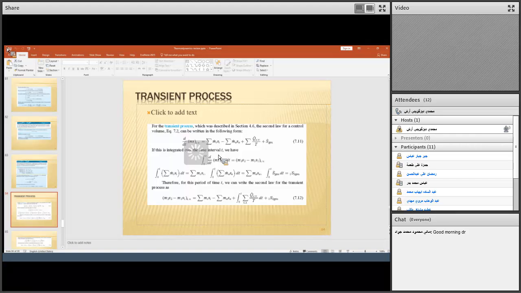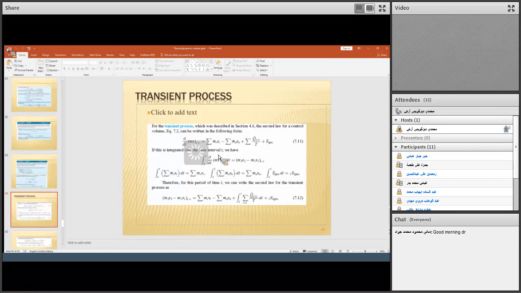So in a transient process, we can integrate between the initial time, which we consider 0, and a reference time, or consider time at t. So the differential with t of mass times entropy, d(ms)/dt, integrates to m2 s2 minus m1 s1 for the control volume. This is the left hand side of equation 7.11.